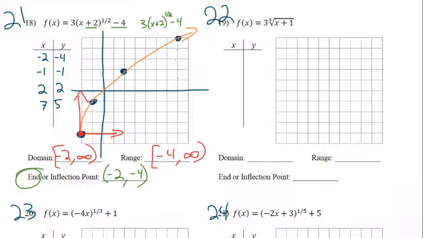Okay? The rest of these work the same way. If I were you, I would try 22, 23, and 24. Give them a shot. Make sure you know how to do them. But I'm just going to burn through them real quick. I'm going to try and do them as fast as possible.